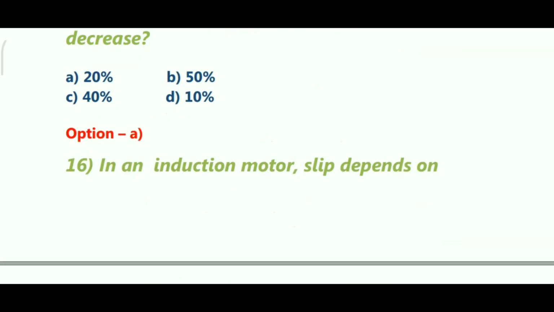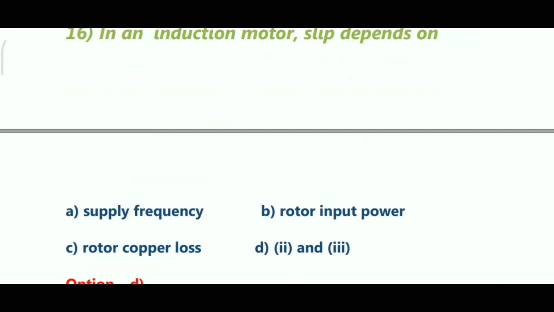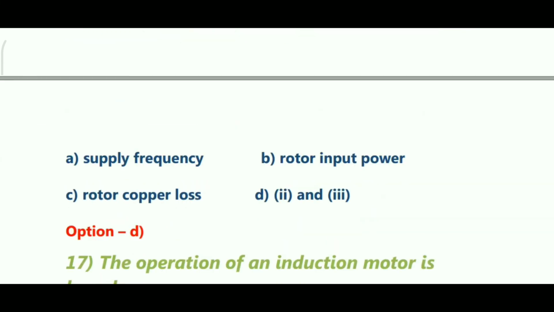Then next question. In an induction motor, slip depends on: option A, supply frequency; option B, rotor input power; option C, rotor copper loss; and option D, 2 and 3. So here I would answer option D, it means 2 and 3, so B and C. So the answer is rotor input power and rotor copper loss.